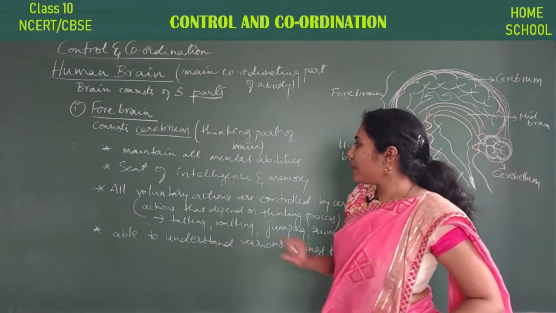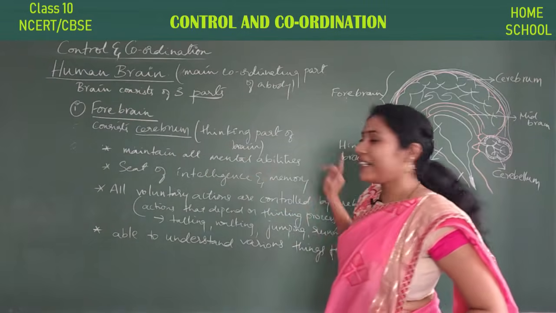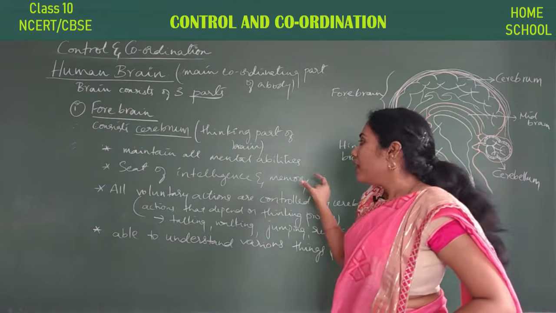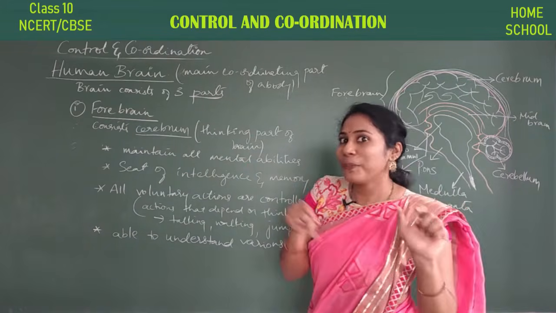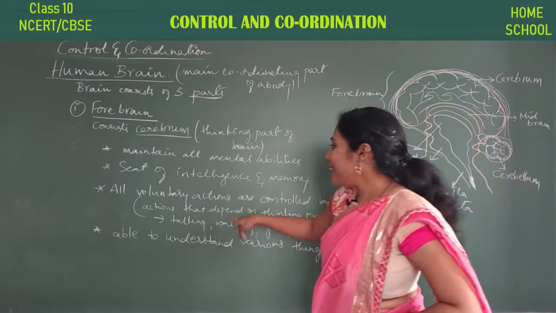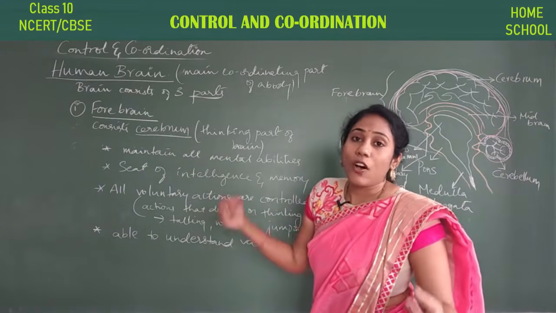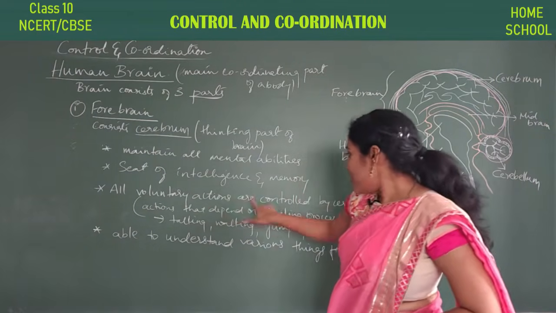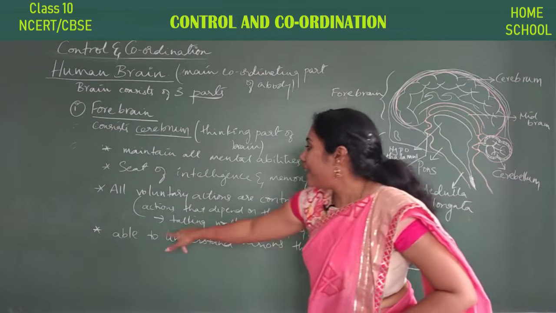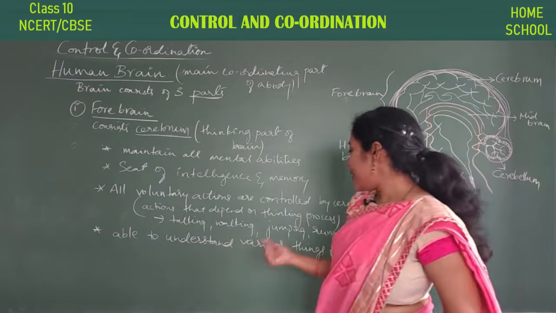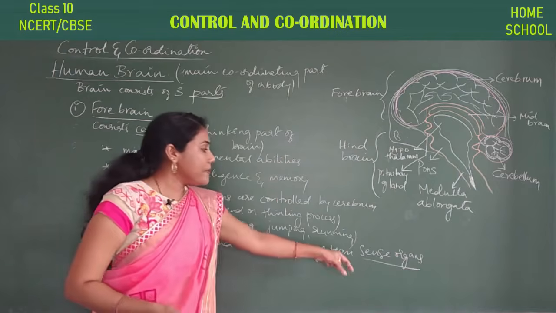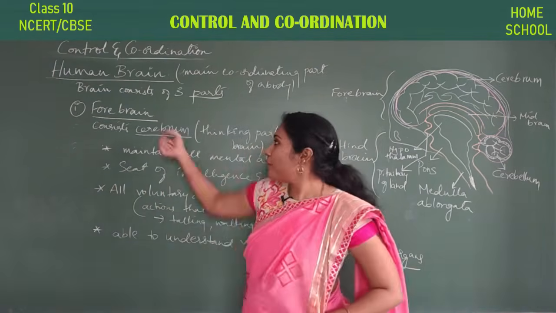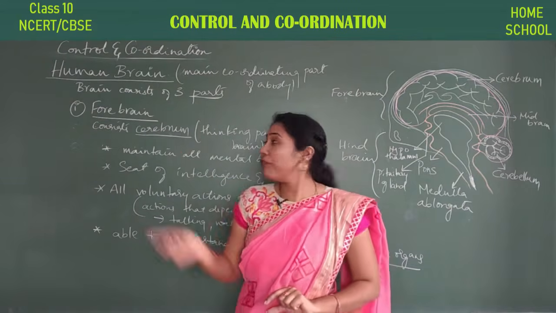Once again, let us try to revise. The cerebrum maintains all mental abilities, and this is the main site of intelligence and memory. The memory box and intelligence box would be there in the cerebrum area. All voluntary actions, that is, all physical activities or activities that can be controlled by the thinking process, are controlled by the cerebrum area. And the cerebrum can understand various things through sense organs. So these are the major functions of the cerebrum area of the forebrain.